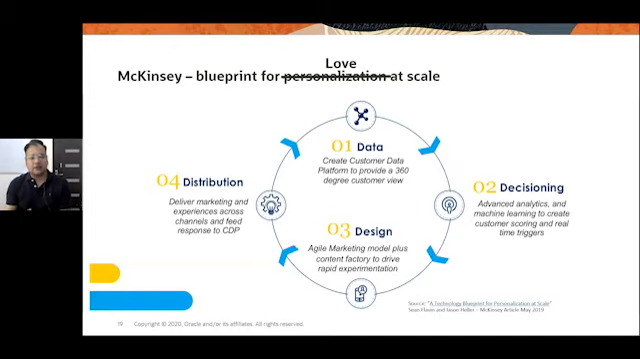Then second is decisioning. Now it's humanly impossible to look at terabytes and tons of data and come to a conclusion on how to serve a customer. So advanced analytics and machine learning will help you create these customer scores. They will help you do the next best offer, next best recommendation. They will guide you on which customer to offer what, and when, at what time.